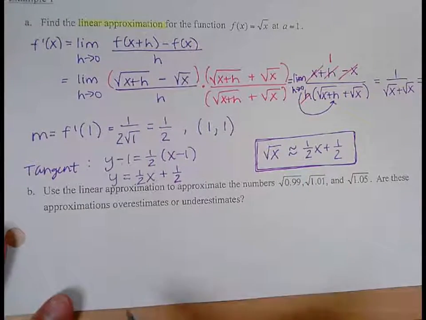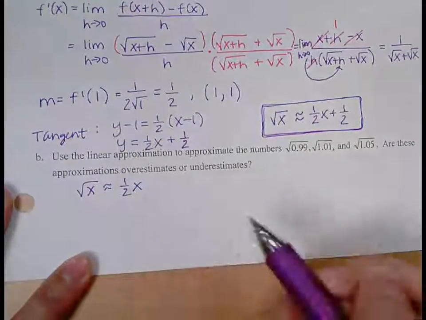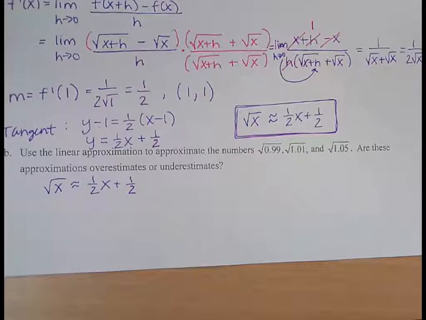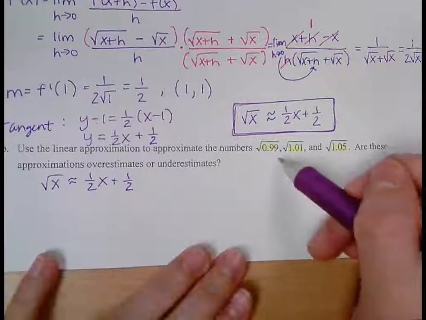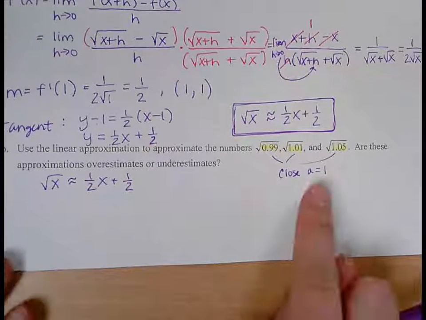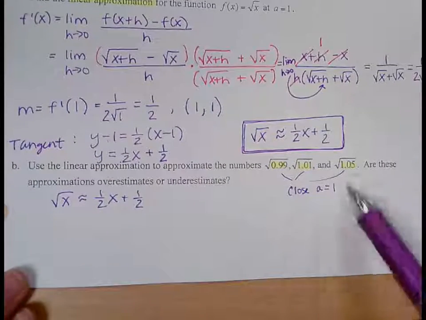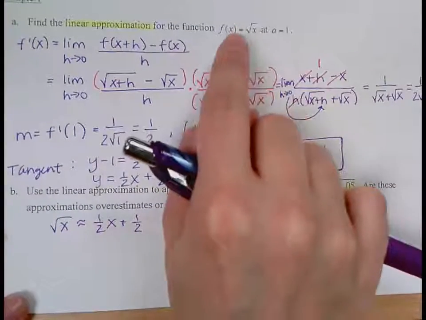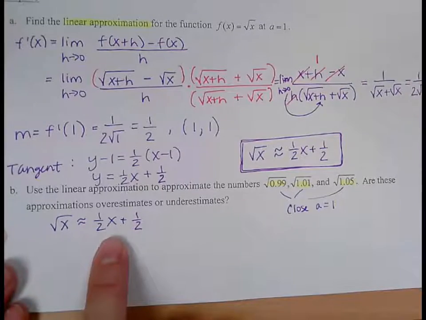So to use the linear approximation, I'm just going to rewrite that down here. One thing to notice is that all three of those values, the 0.99, the 1.01, the 1.05, are numbers that are close to your a value of 1. So that's the whole idea: as long as your x values are close to your a value, you can use the tangent line to approximate the values of the function. So rather than plugging these numbers into the original function, because we're going to pretend we don't know what the function is, we're plugging these numbers into our tangent line equation to get an approximation.